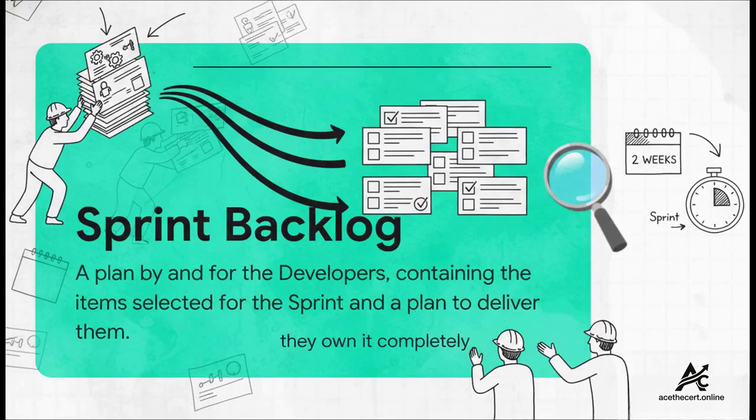So, at the beginning of every sprint, during that sprint planning meeting, the developers pull a chunk of work from the top of the product backlog. That chunk becomes the sprint backlog. This is their plan, made by them, for them. It's their to-do list for the next couple of weeks, and they own it completely.